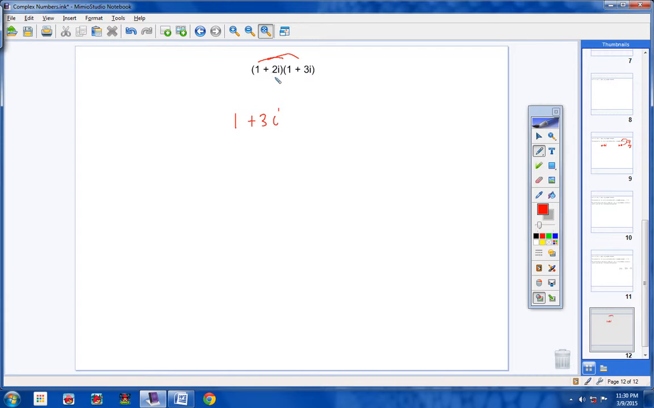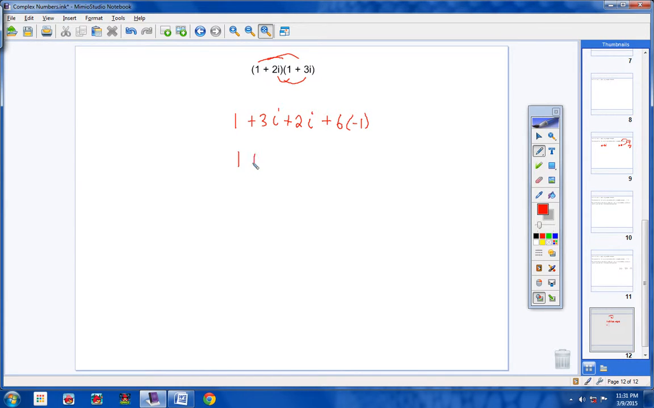Now take the positive 2i and multiply it through. 2i times 1 is positive 2i. 2i times 3i is positive 6i squared. Okay? Alright. Now, we're looking for common terms, but before we do that, notice I have an i squared here. Do you see that? So really, to be honest with you, I can get rid of that i squared and put a negative 1 there. Because remember, i squared equals negative 1. So now that changes everything.